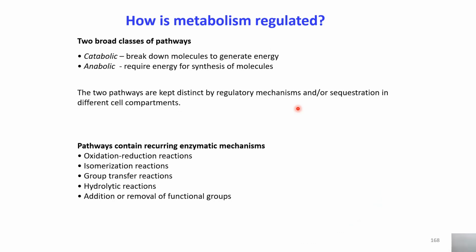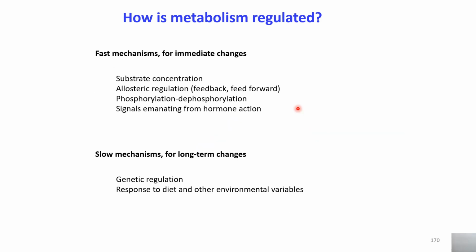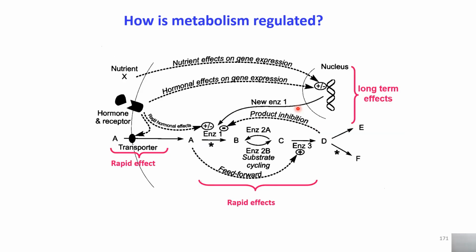So how is this metabolism regulated? You can follow either of two processes, catabolic or anabolic, right? Catabolic basically means breaking down molecules to generate energy, whereas anabolic means requiring energy for the synthesis of molecules. The two pathways are kept distinct by regulatory mechanisms and sequestration in different cell compartments. The pathways contain recurring enzymatic mechanisms like oxidation-reduction reactions, isomerization reactions, group transfer reactions, hydrolytic reactions, and addition or removal of functional groups. We will not go into that.